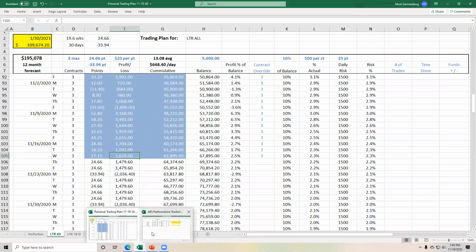Yeah, and there's similar tracking links, right? The personal trading plan and the AES tracking. Mhm.